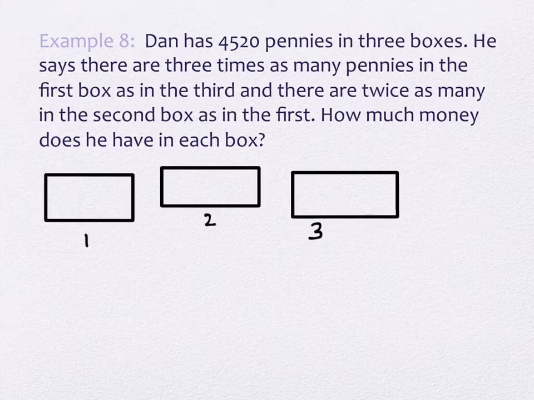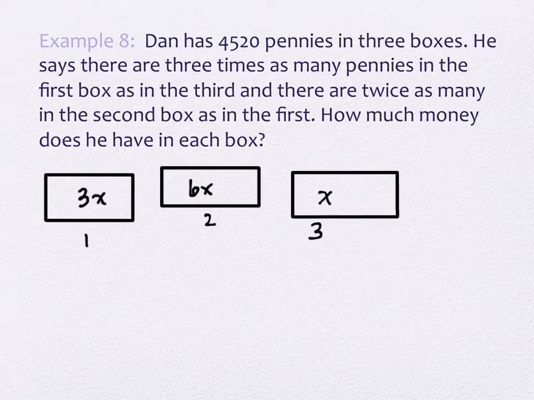The first one would be 3x. Okay. And then the third one would be x. Okay, so there's a relationship stated between boxes 3 and 1. It says that there are 3 times as many pennies in box 1 as box 3. So that's why she set up the relationship with x and 3x. That makes sense to everyone. Okay, now given those 2 pieces of information, what would be in box 2? 6x. How come?